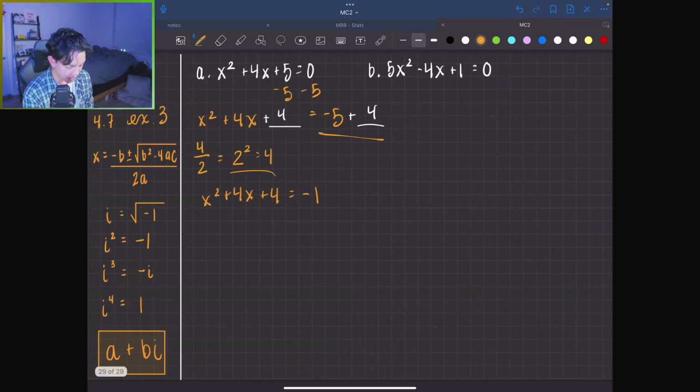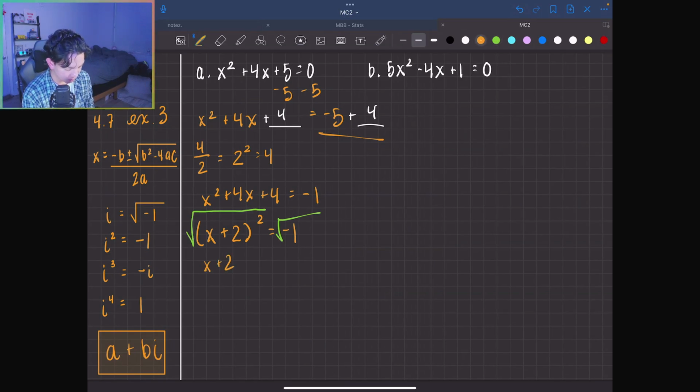Cool. Let's go ahead and factor this left side of the equation over here. We know that x squared plus 4x plus 4 is going to factor into x plus 2 squared, and that's going to equal negative 1. So notice here, we're trying to solve for the variable x. What should we do to both sides of the equation? We're going to square root it. Whatever you do to one side, you do to the other. So now, what do we have? We have x plus 2 equals the square root of negative 1. Then what should we do to both sides to isolate x? Let's go ahead and subtract 2 on both sides.